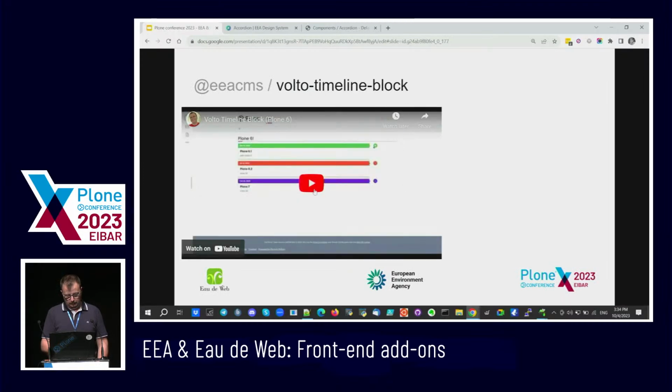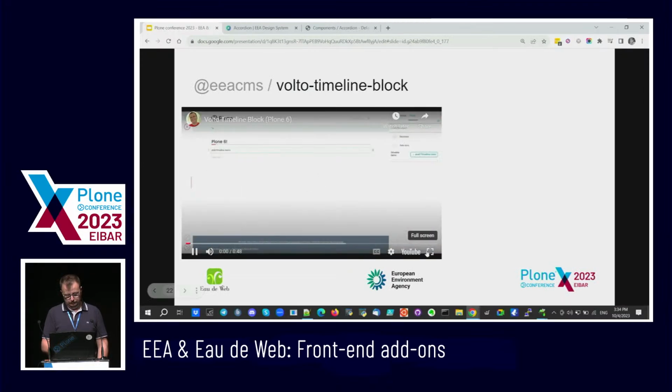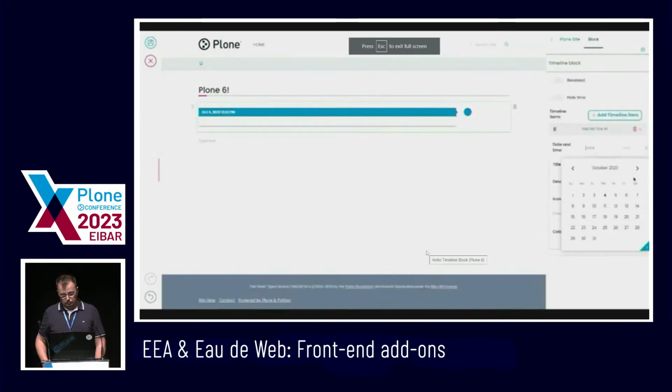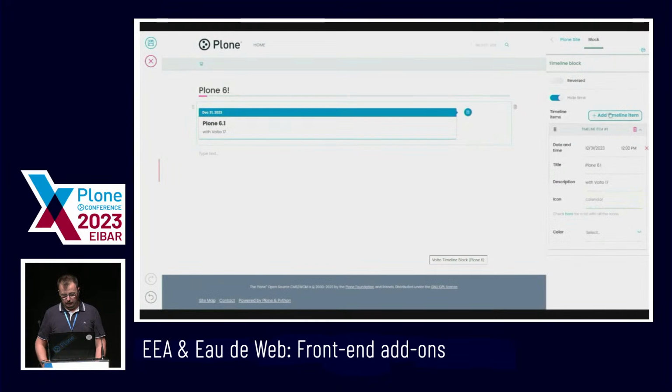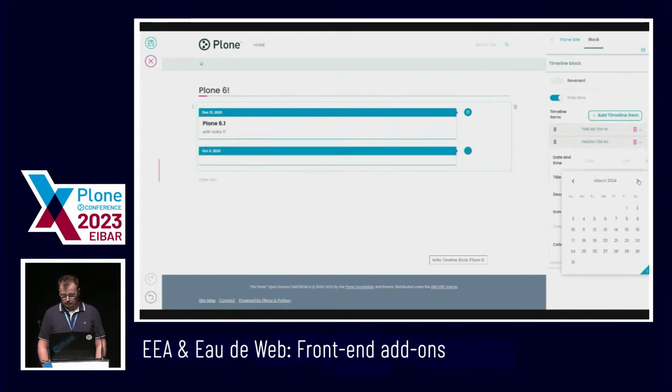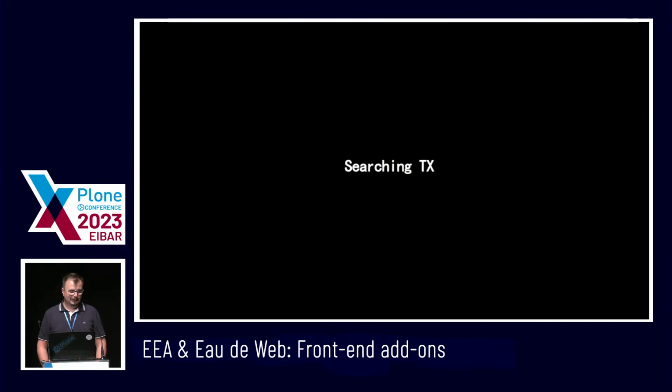The timeline block allows you to basically add a roadmap on your page, and you can add icons. We can easily do a roadmap for the Plone releases.